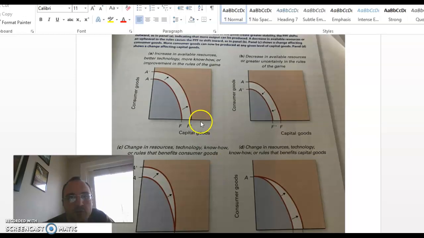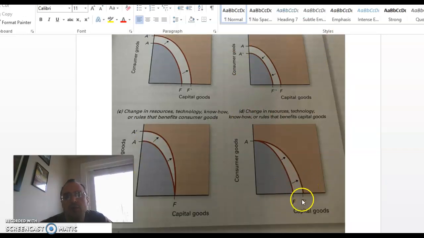These are the 4 different types of changes. When they both change together, the curve goes out. When the availability of resources is lower, or there's uncertainty, or the rules of the game or the laws change, the curve is going to go in. This one reminds me maybe a little bit of what we're going through right now. This one is what I just showed you, and this is the last one here. This is when capital goods end up having a technology advancement or something that changes their ability to make them. So these are on the test.